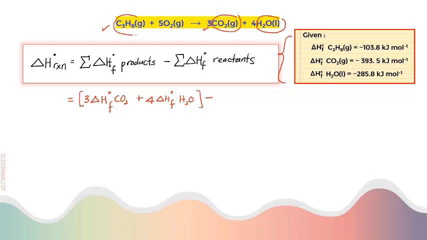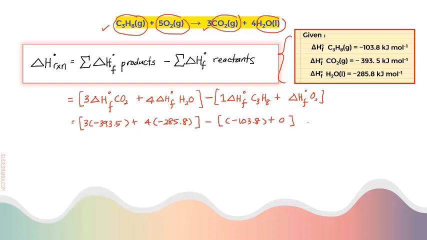We have 1 mole of propane gas in the balanced chemical equation and 5 moles of oxygen gas. Thus, the value of standard enthalpy of formation of propane gas is multiplied by 1, plus the standard enthalpy of formation of oxygen gas. Substitute all the values. Be very careful with the sign of enthalpies when solving this question. The answer for this question is negative 2,219.95 kilojoules.